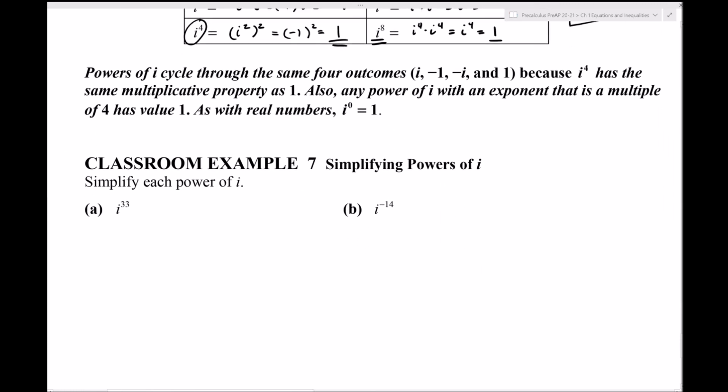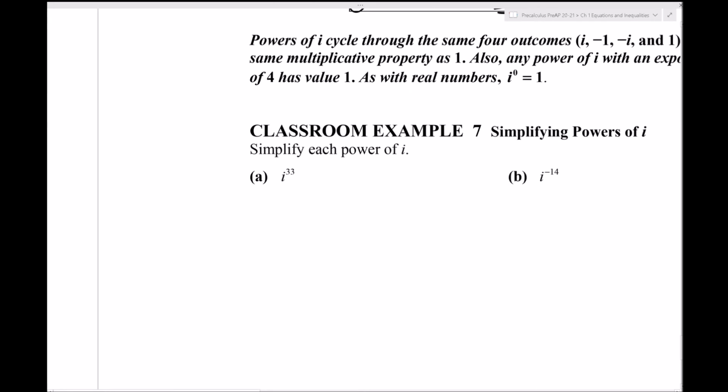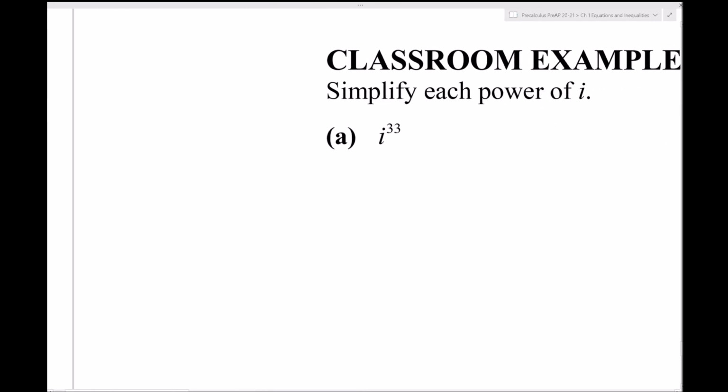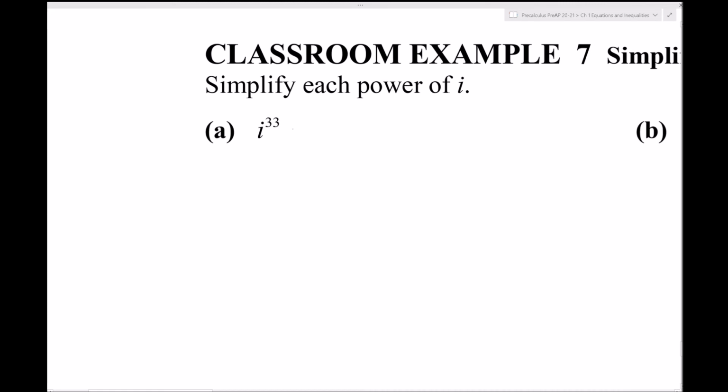In example 7, can we do this for a random exponent, like i to the 33rd power? And the answer is yes, we should be able to. You want to think of the 33rd power as the sum of a multiple of 4 with something else. So here's the idea. You can keep shaving off i to the fourths. So that's i to the fourth times i to the 29th. You can get rid of the i to the fourth because it's 1, and 1 times i to the 29th is i to the 29th.